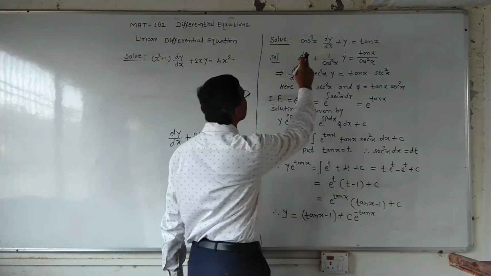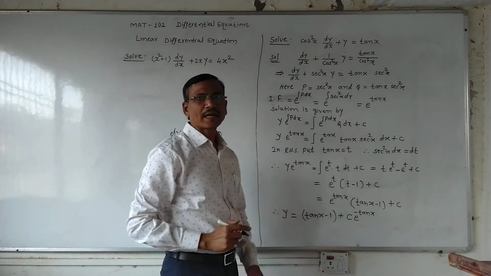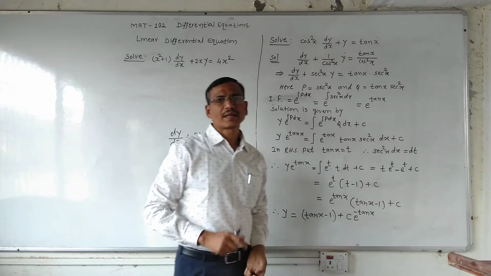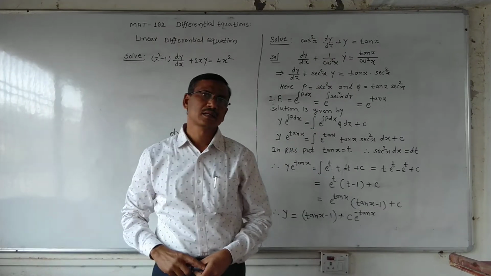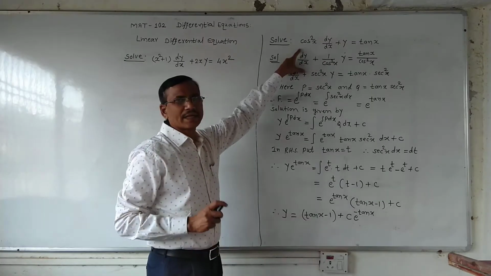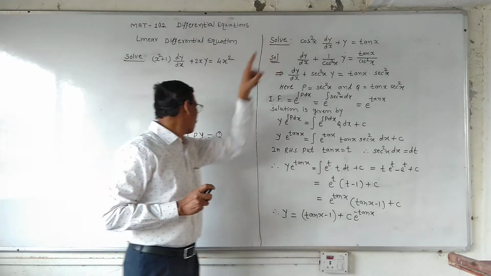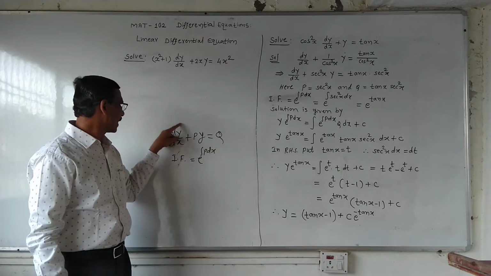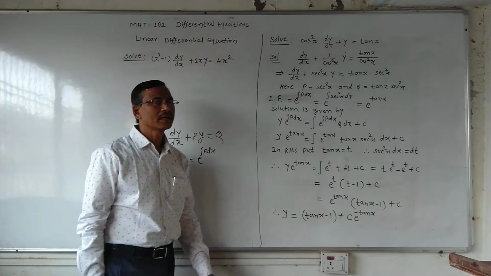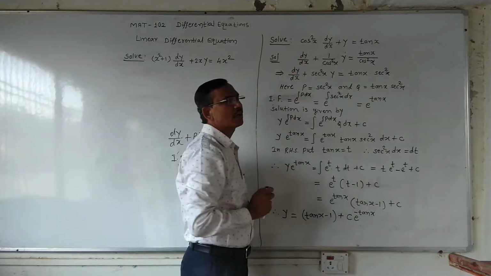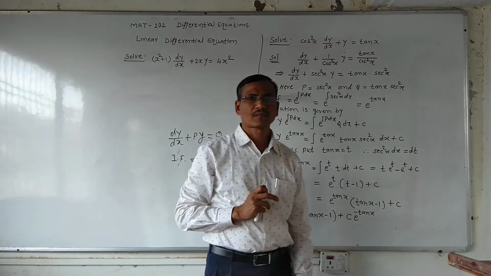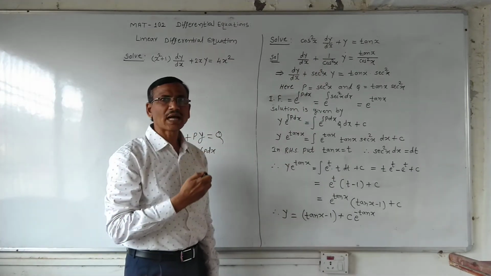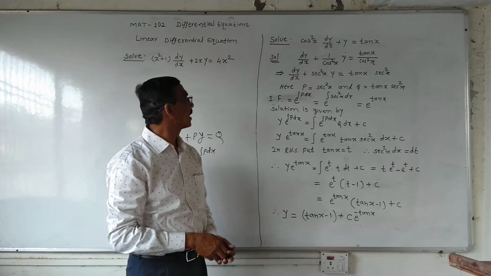Now we shall first solve this problem: cos square x dy by dx plus y is equal to tan x. This equation is not in general form, because the general form is dy by dx plus py is equal to q. There is no coefficient for dy by dx here; the coefficient is cos square x. As we require the first term to be dy by dx, we shall divide both sides by cos square x.